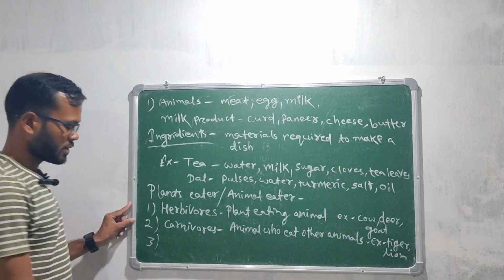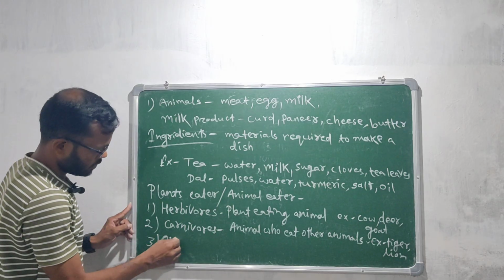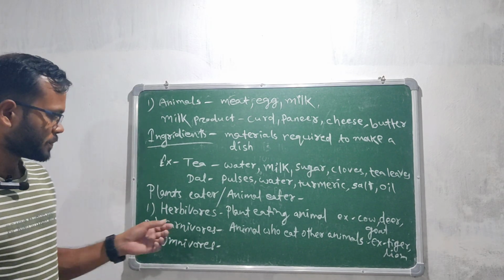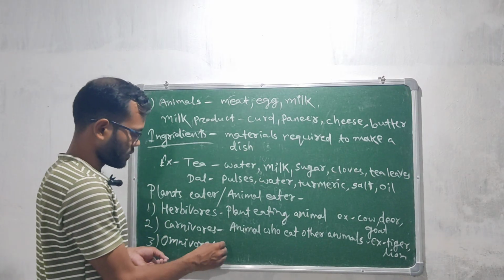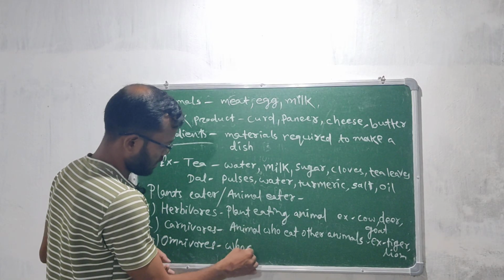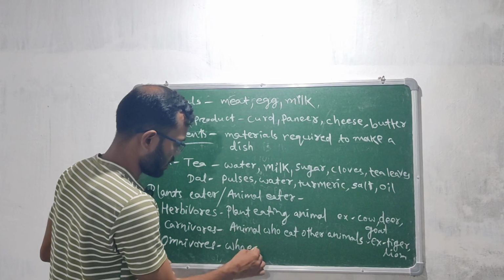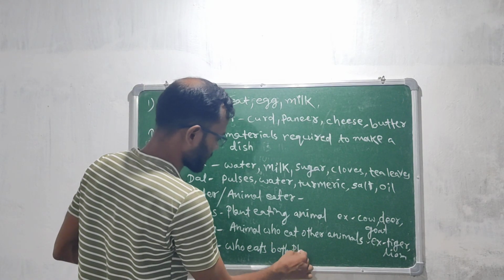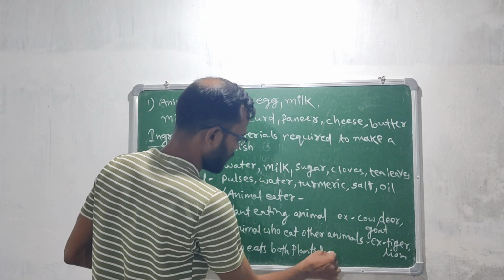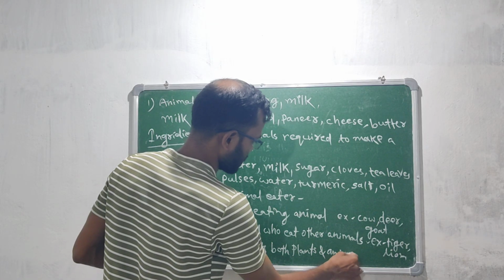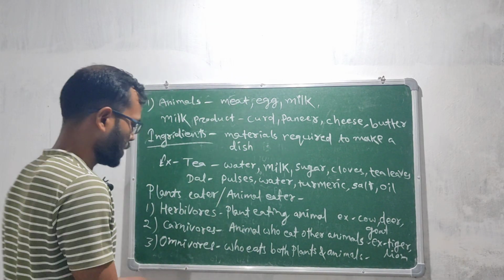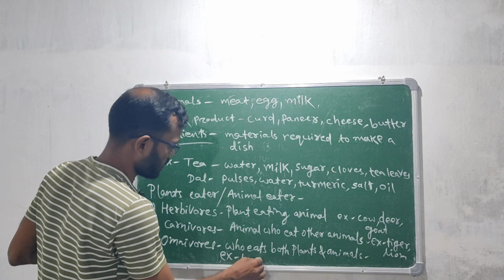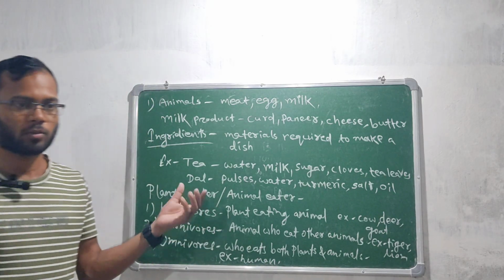And the third one is omnivores. Who are the omnivores? The animals who eat both plants and animals. Both plants and animals. The example here can be, first, we human beings. We eat both plants and animals.